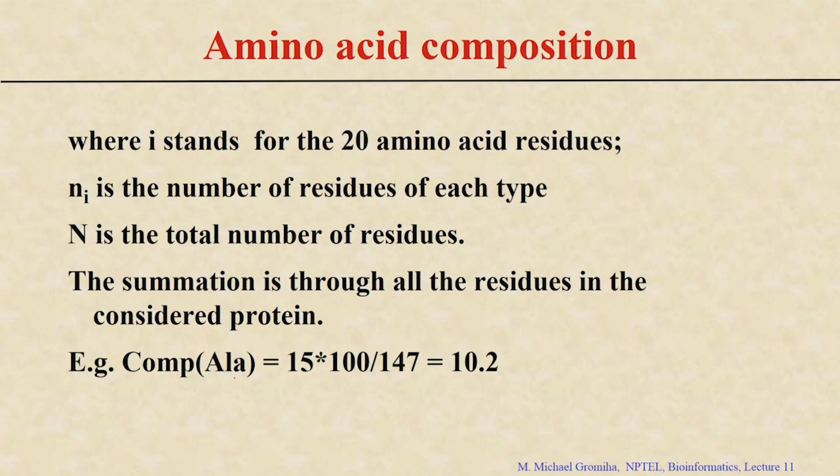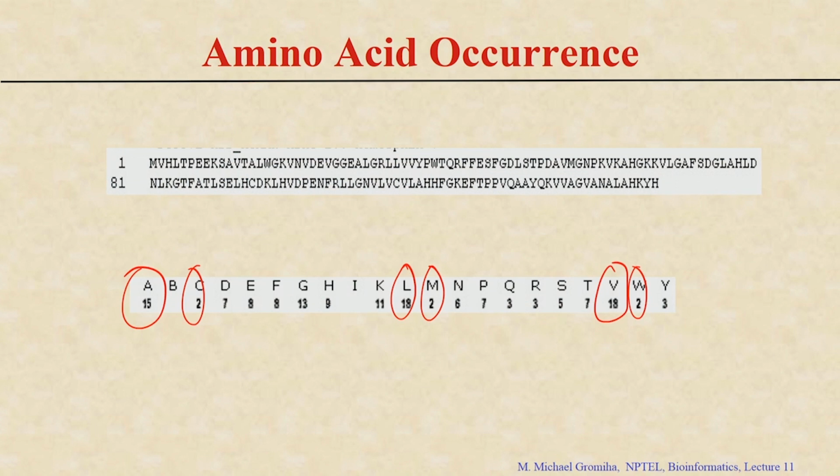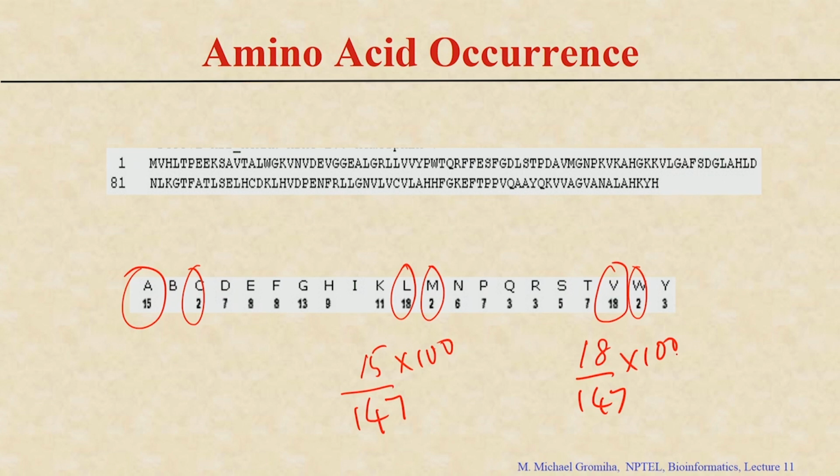So, you can calculate the composition of alanine as 15 residues, for example, into 100 divided by 147, that is equal to 10.2. If I take this example, how many alanines are in this protein? 15. So, 15 divided by 147, if there are 147 residues, multiplied by 100. What is the composition of valine? 18 divided by 147 multiplied by 100. We will get the composition of any specific residue in this protein.